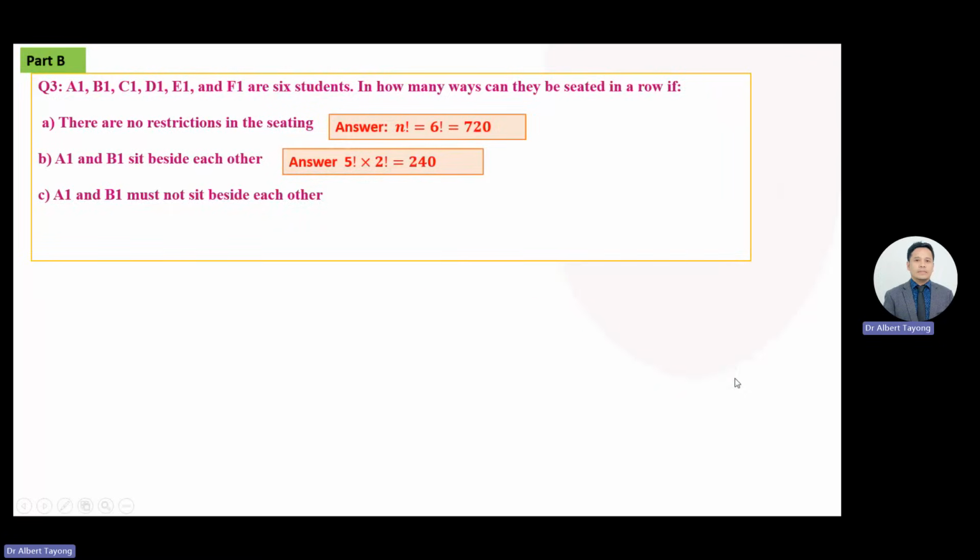The last one is the opposite of B. Instead of A1 and B1 sitting beside each other, A1 and B1 must not sit beside each other. So this is the complementation rule.